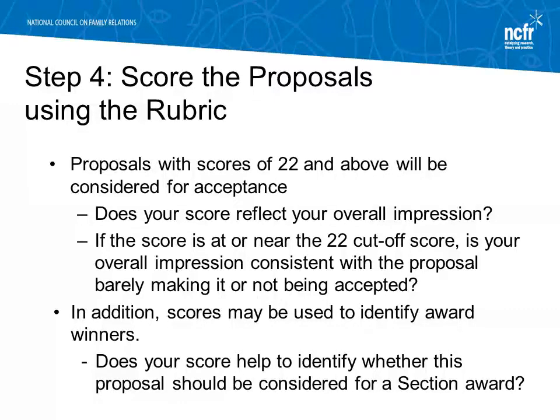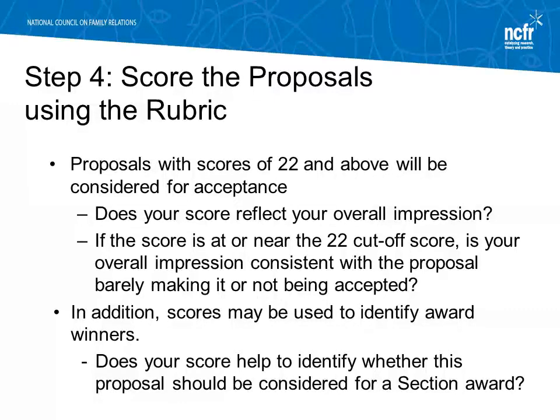Now, sometimes there may be something that the authors just completely missed including in the proposal. So let's say, for example, there was no theory that was included, and you really had no choice but to give it a 1. That may bring that overall score down. But that is something that is important for you to indicate to the section chair as you are sharing your review of that proposal.